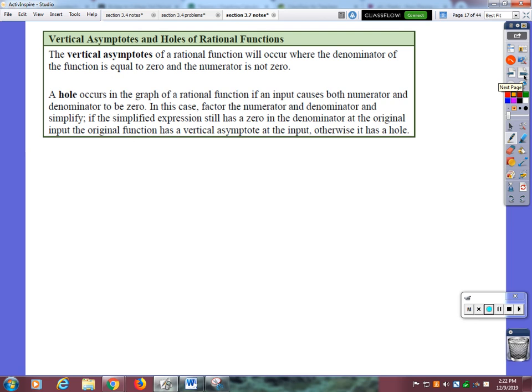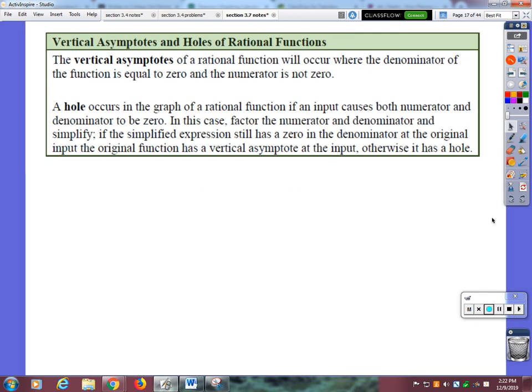Okay, so this is the summary of what we just did. I don't know if you want to write that down or not. Go ahead and take a minute to write that down. The vertical asymptotes of a rational function occur where the denominator of the function is equal to 0, but a hole occurs in the graph if the same number makes them both be 0.